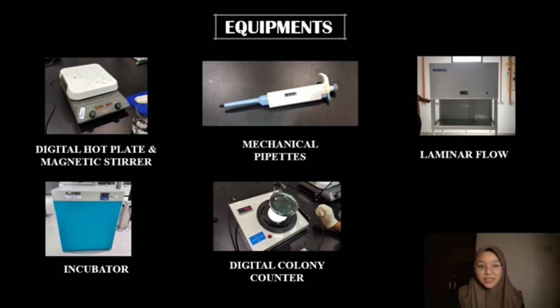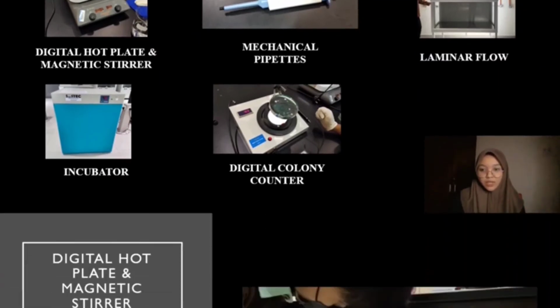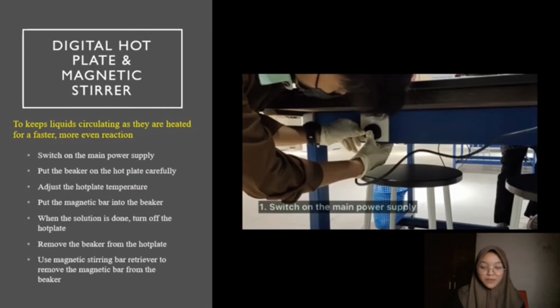Okay, these are the equipments that we use in total bacteria count experiment. Firstly, we have digital hot plate and magnetic stirrer, mechanical pipettes, laminar flow, incubator, and digital colony counter. So the first equipment is digital hot plate and magnetic stirrer. This equipment is used to keep liquids circulating as they are heated for a faster, more even reaction.